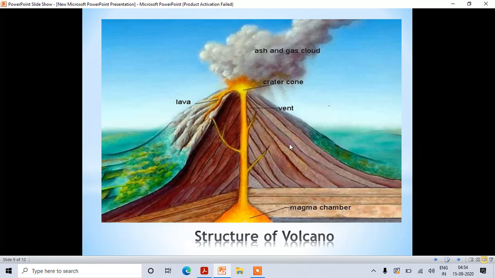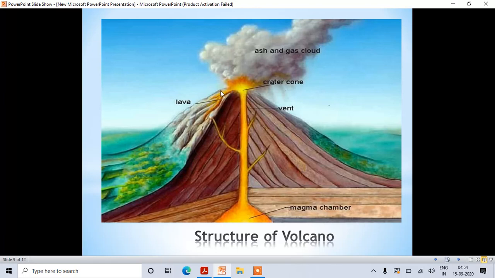You can look at this diagram of the structure of a volcano. This tube-like structure is called the vent or the opening. And this funnel type of opening at the top of the vent is called the crater or cone. Its shape is like a cone or funnel, so it is called a crater. And what are the things which come out from volcanoes? Ash and gas will be coming out from volcanoes. And this is the lava.